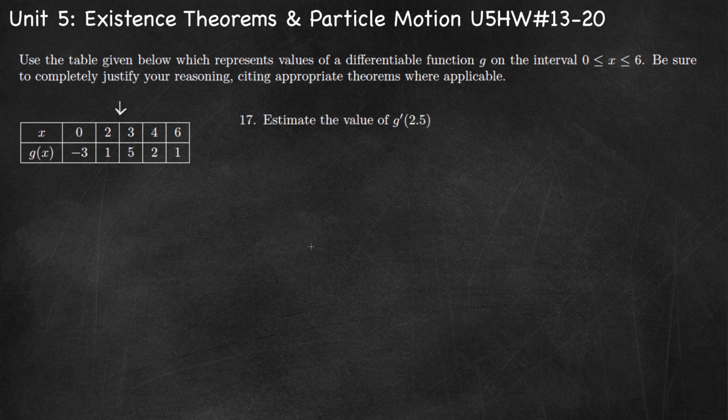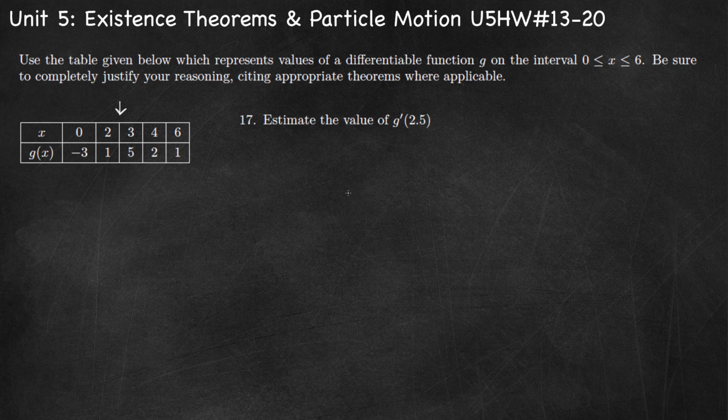To estimate the derivative, we're going to use the closest two surrounding points and find the average rate of change. Using the closest two surrounding points and finding the average rate of change is going to be our best estimate of the instantaneous rate of change. We don't want to go too far out. We want to stay as close as possible to the actual point we're interested in. But in this case, that would be 2 on the left and 3 on the right.